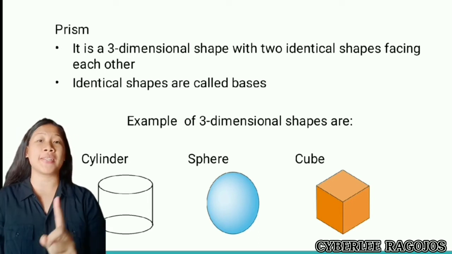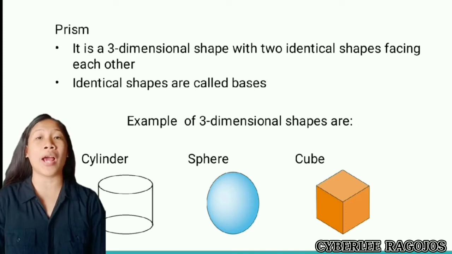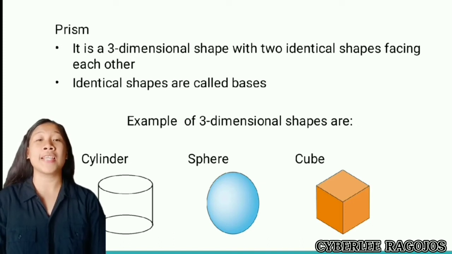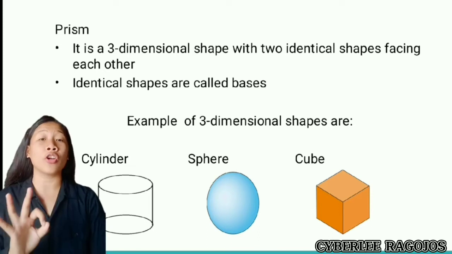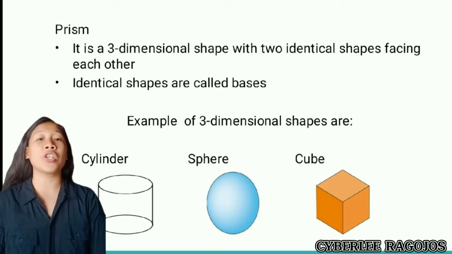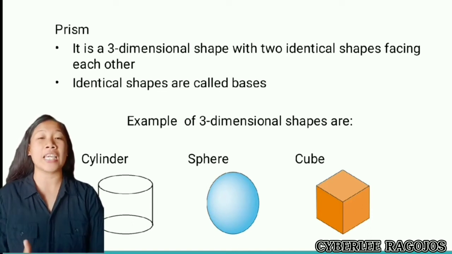What is a prism? A prism is a three-dimensional shape with two identical shapes facing each other. These identical shapes are called bases. So, ang prism daw ay mayroong tatlong dimensional shape in which yung dalawang shape na magkaparehas ay magkaharap, or sabi natin kanina na they are facing each other.